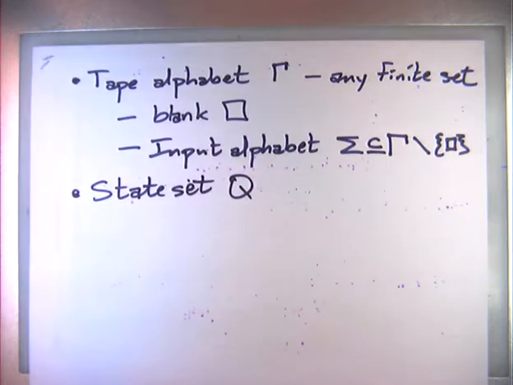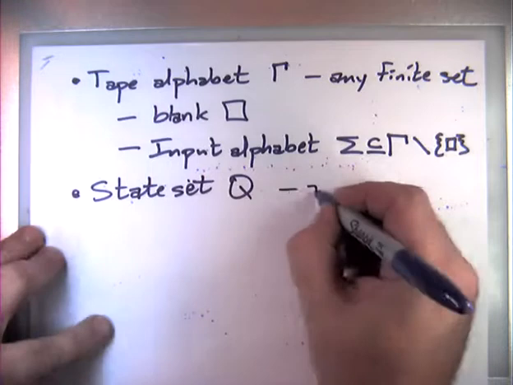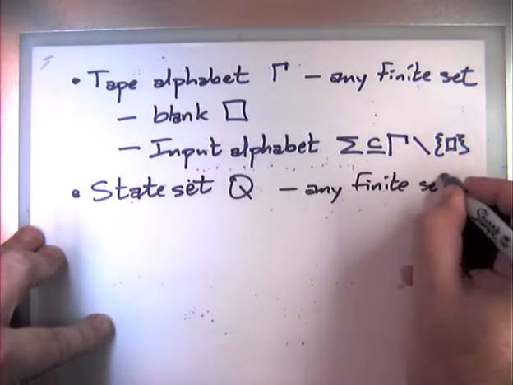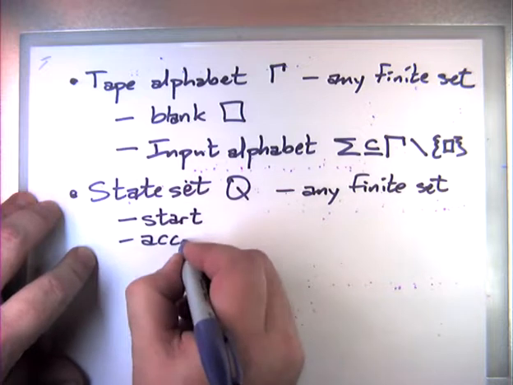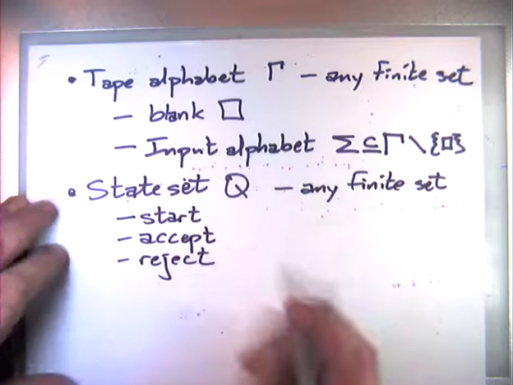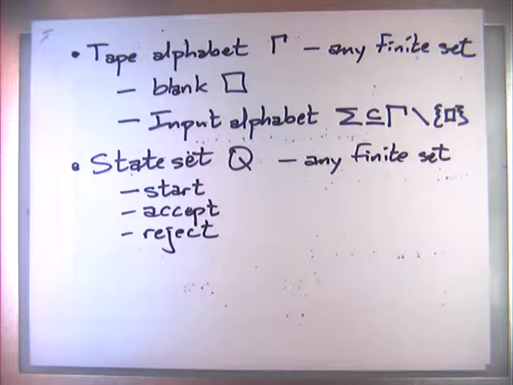Just like a DFA, a Turing machine has a set of states that it can be in. And again, this can be any finite set. And then I have 3 special states: start, accept, and reject. Start is just the state that the machine starts in. Accept and reject are 2 states that specify how the machine is going to halt. If the machine ever enters the state called accept, then immediately the machine is going to halt and turn on the green light. Yes, I like this input. If the machine ever enters into the reject state, the machine will halt and turn on the red light. No, I don't like this input.